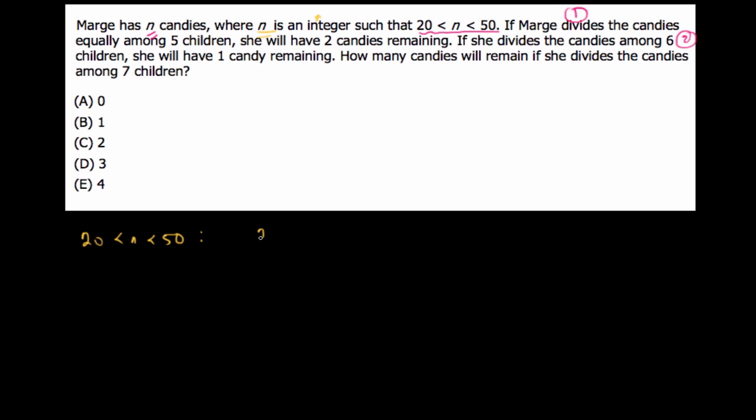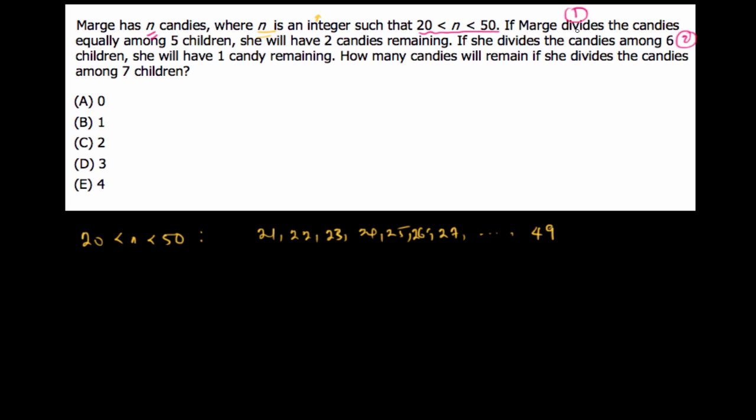So that is, you have 21, 22, 23, 24, 25, 26, 27, and then we could just keep on going like that until we stop at 49. So these are the set of all numbers that satisfy this inequality here. Since we do not know what n is, n must be either 21, 22, 23, up to 49. So I'm done with the first statement.